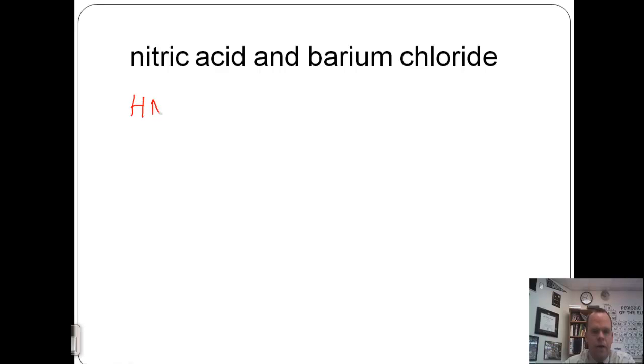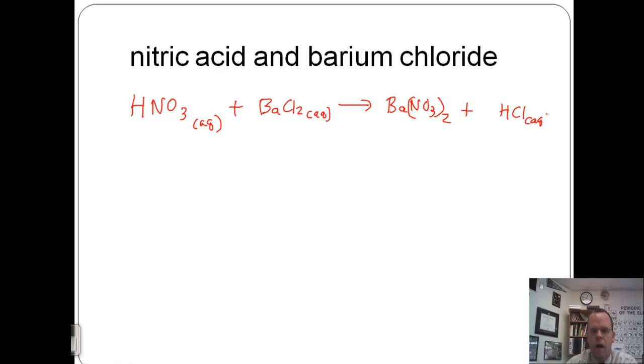Okay, nitric acid, we know that is HNO3. It's nitrate, so it's always aqueous. Barium chloride, BaCl2. Chlorine is aqueous with everything other than lead, silver, and mercury. Forms barium nitrate and hydrochloric acid. Hydrochloric acid is aqueous. Chlorine is aqueous with everything other than lead, silver, and mercury. Barium nitrate is also aqueous.